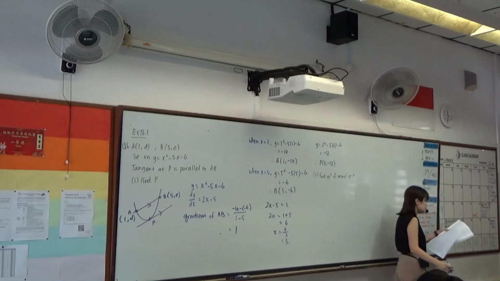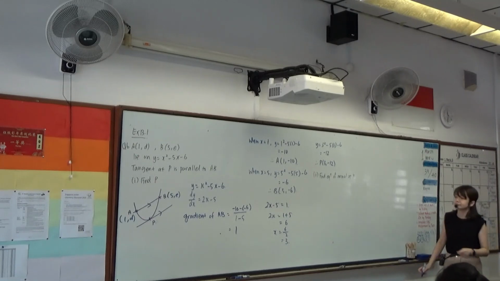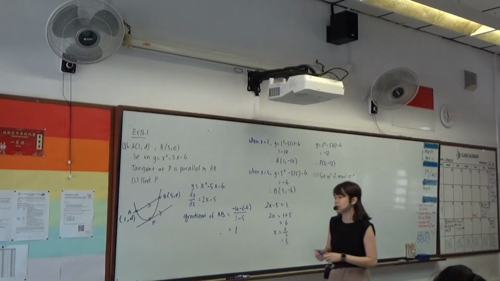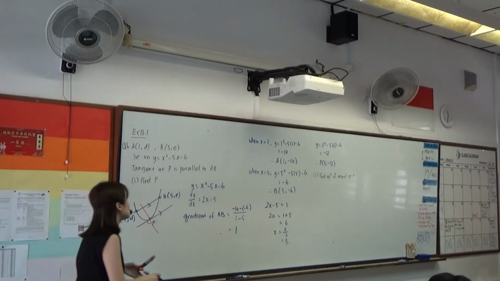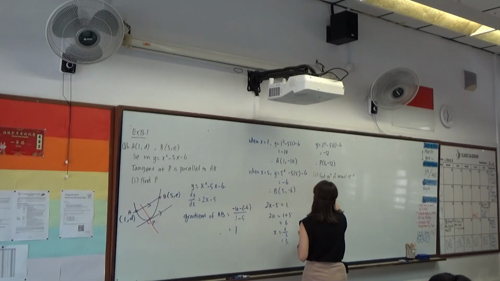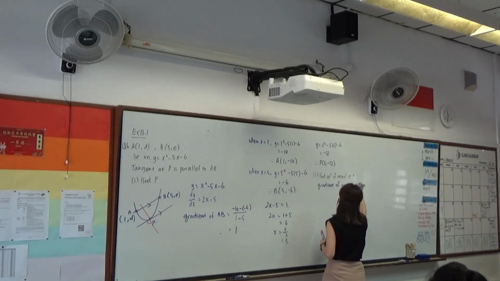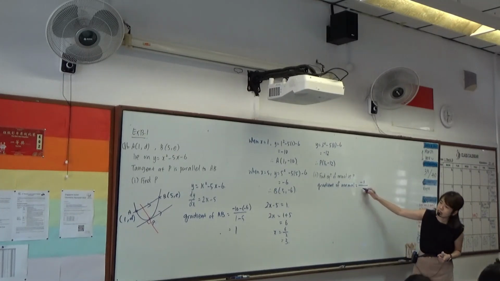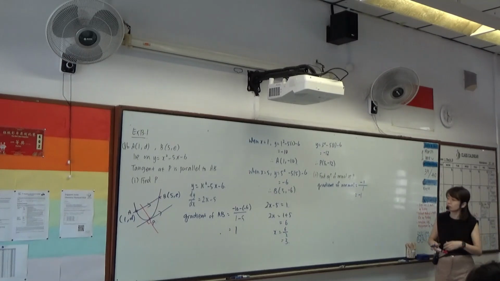Okay, for part 2, to find the equation of the normal to the curve at P, the normal is the line that is perpendicular to the tangent at P itself. So because they are perpendicular, the gradient of the normal will be negative 1 divided by the gradient of the tangent, which is actually 1. Okay? So that is the gradient of the normal.